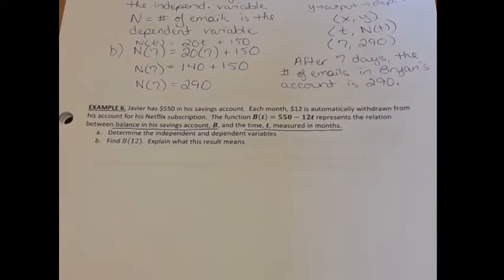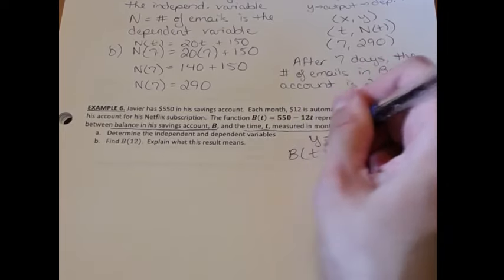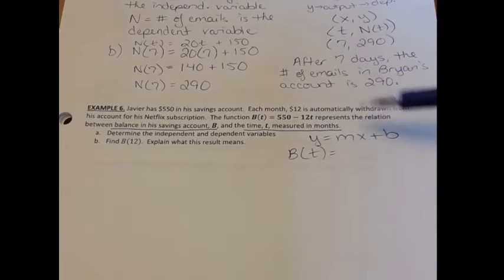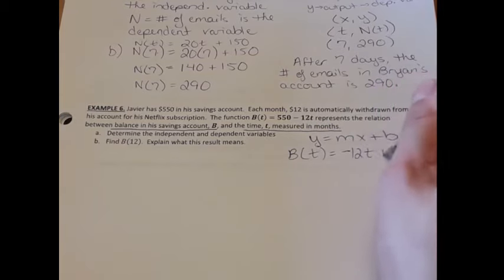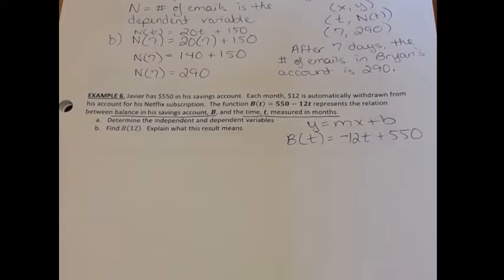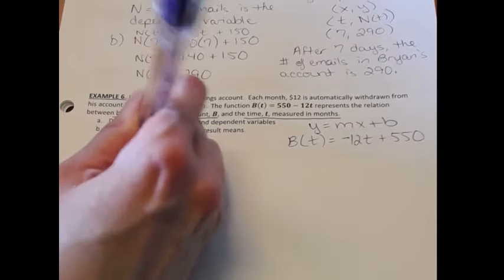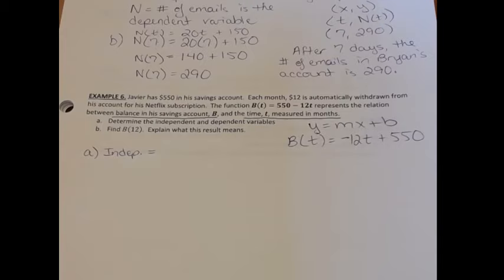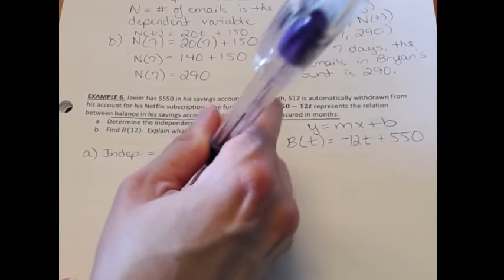Again, what might be helpful is let's write out y equals mx plus b, and then directly underneath this, I'm going to write the given function, but I'm going to write this in descending order. So the negative 12t will come before the 550, so negative 12t plus 550. Now we've written the function in descending order. That may be helpful. So now we want to determine the independent and dependent variable. Our independent variable will always be our x, our input. X is being replaced by t, and t is measured in months. So the independent variable is t, and that is time in months.